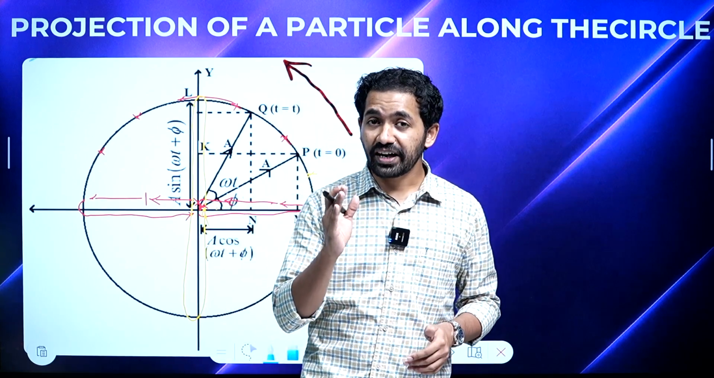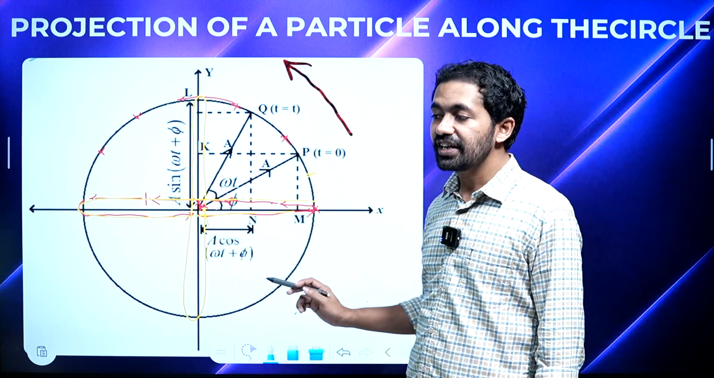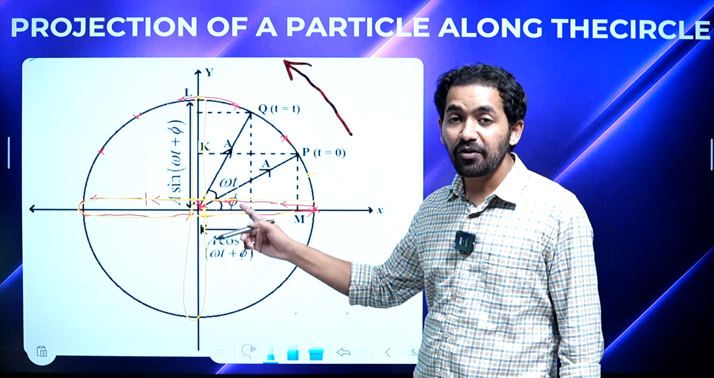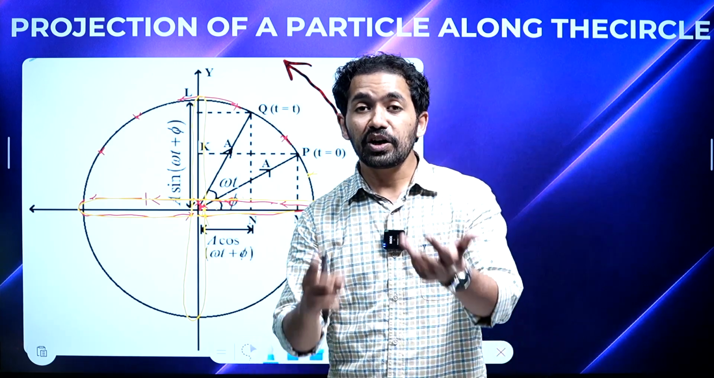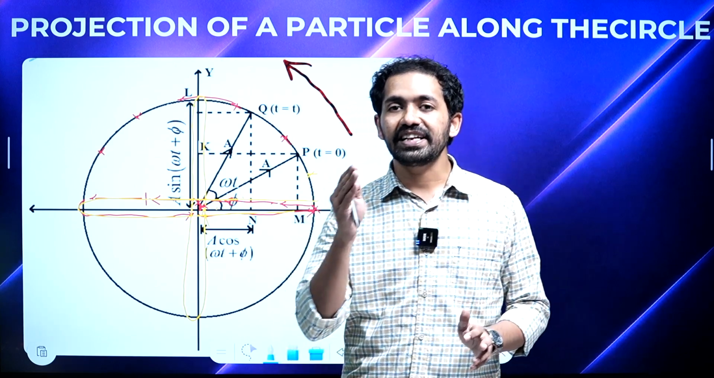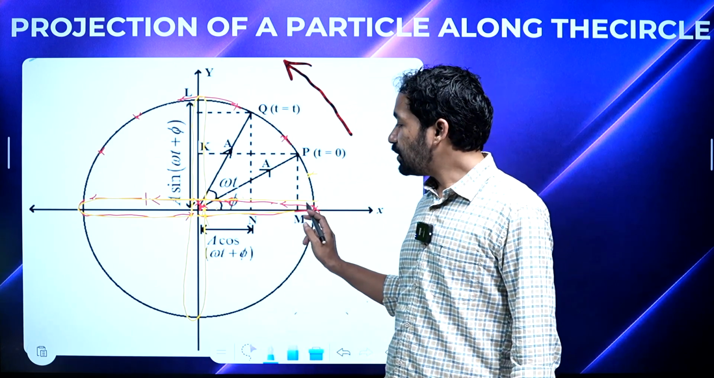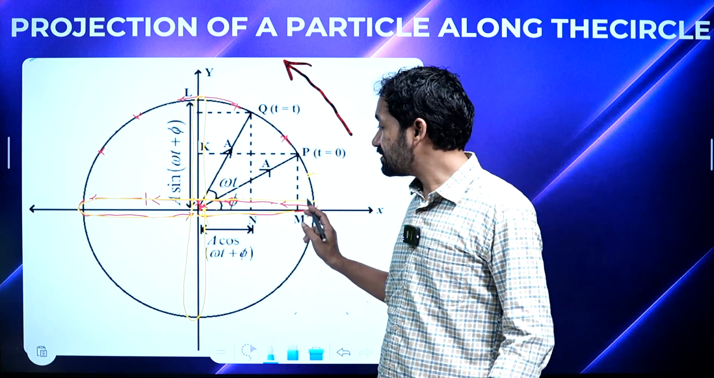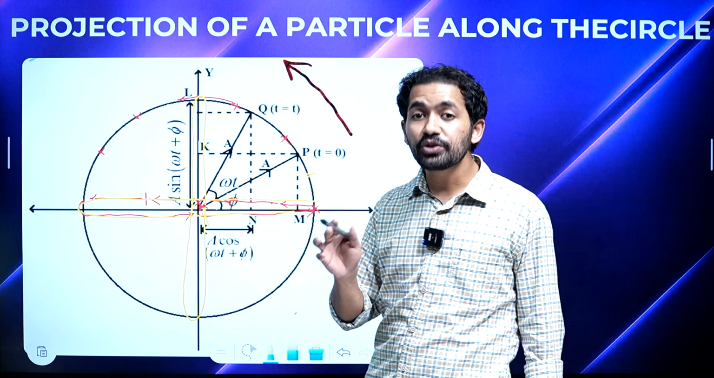But when you consider the projection of the particle along the diameter of the circle, along the x-axis of the circle, or along the y-axis of the circle, or along any diameter of the circle, it is an example of oscillatory motion. Because when you see this, it is very clearly understood that it is an example of a to and fro motion, right?